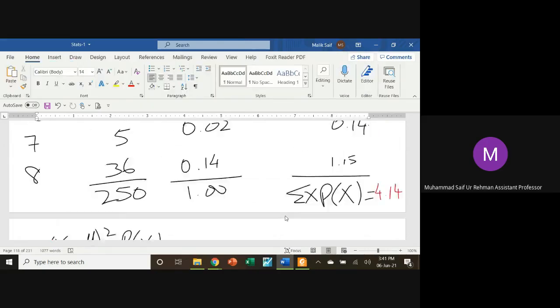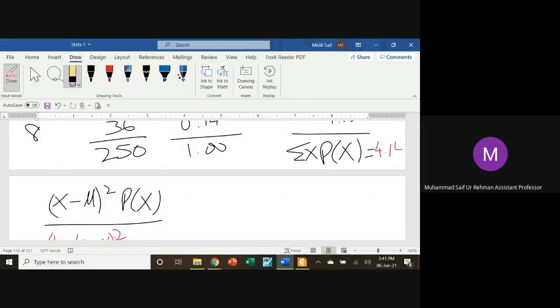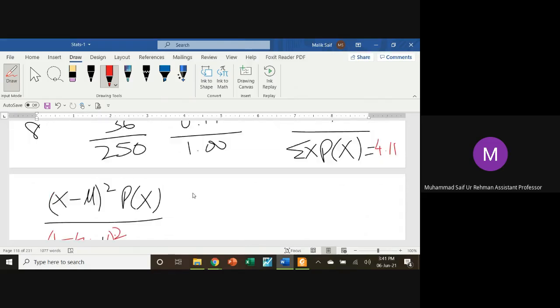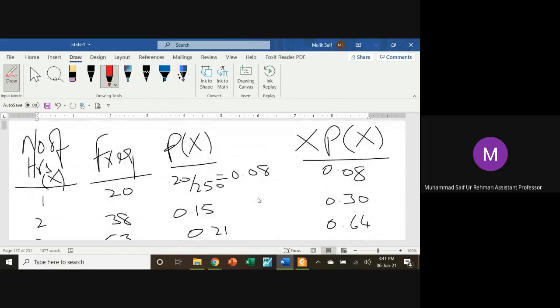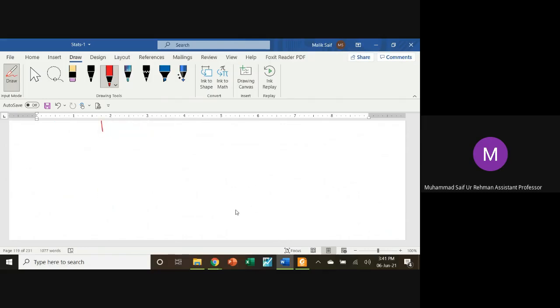So correct it also over here. Now 1 minus 4.11, whole square, multiplied by probability of x. Probability of x is 0.08. In this way, you will write down for all values, and finally you will have the sum. That value will be your variance, and then you will take the square root of that to have the standard deviation. So you have to find it out.